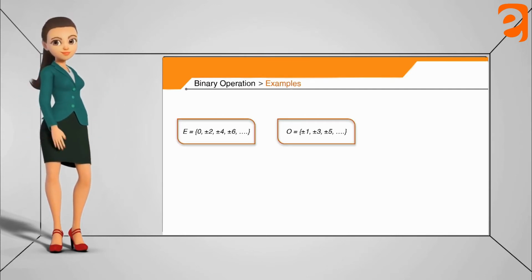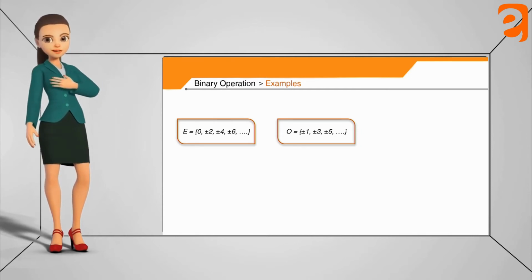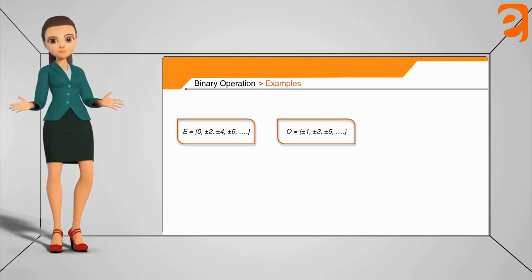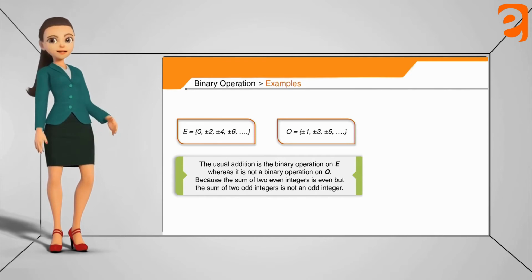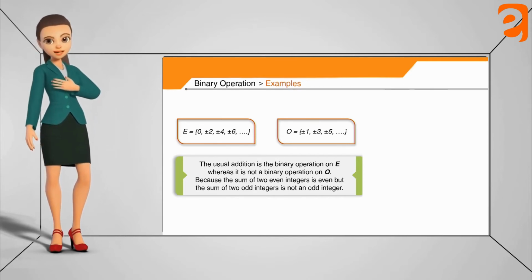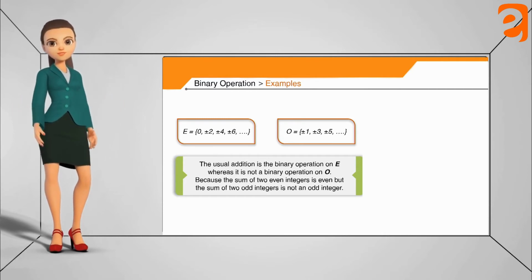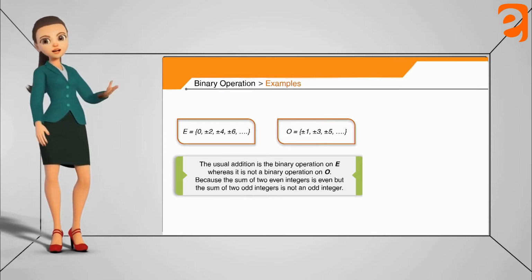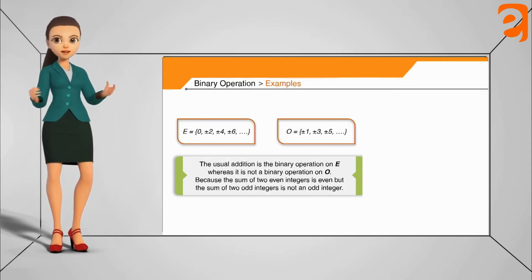We have two sets: E, consisting of even integers 0, ±2, ±4, ±6, and so on, and O, consisting of odd integers ±1, ±3, ±5, and so on. If we define the usual addition on E, the set of even integers, we can say that it is a binary operation. Why? Because the addition of two even integers is again an even integer.